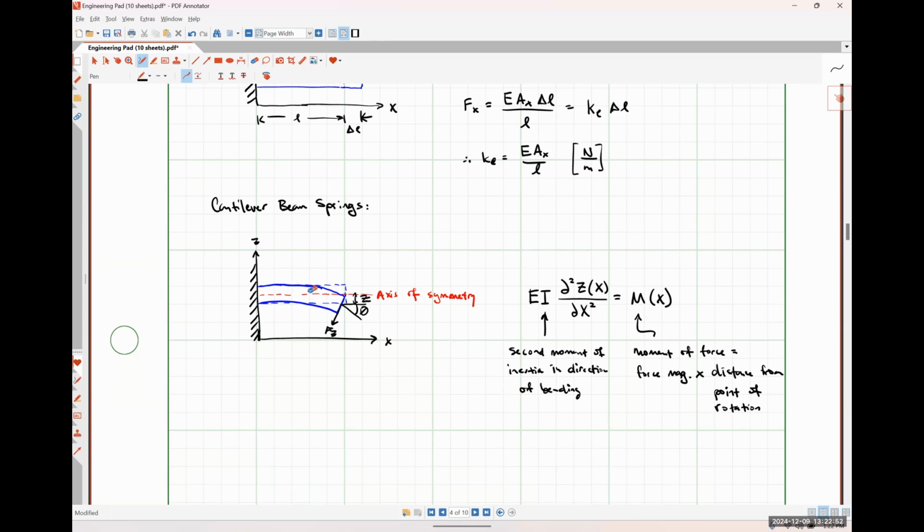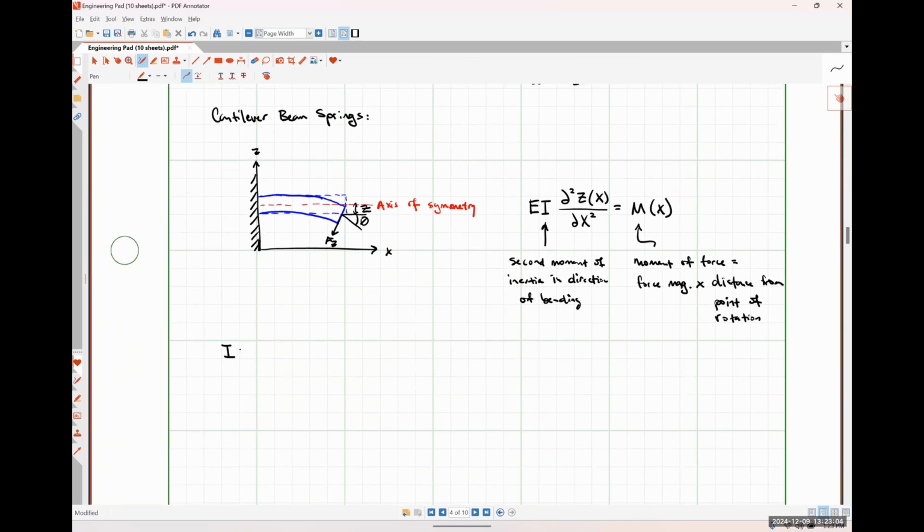Since our MEMS springs or beams are usually rectangular, our second moment of inertia, I, will be given as A B cubed over 12, where B is the dimension in the direction of beam bending, and A is the transverse direction of the cross-sectional area.